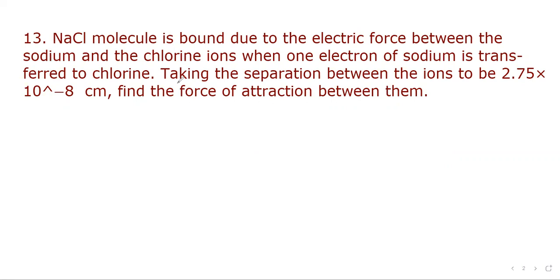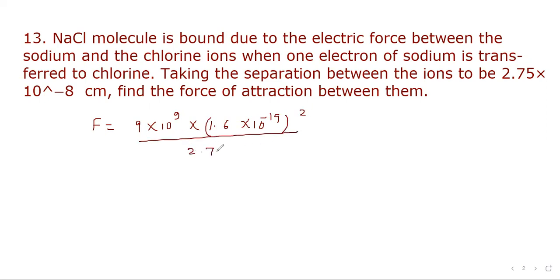So we apply Coulomb's law. F equals 9 into 10 to the power 9 into charges, 1 electron. So it will be 1.6 into 10 to the power minus 19 whole square divided by separation, which is given as 2.75 into 10 to the power minus 8 centimeters. So it can be written as minus 10 meters, then whole square. So it can be simplified.